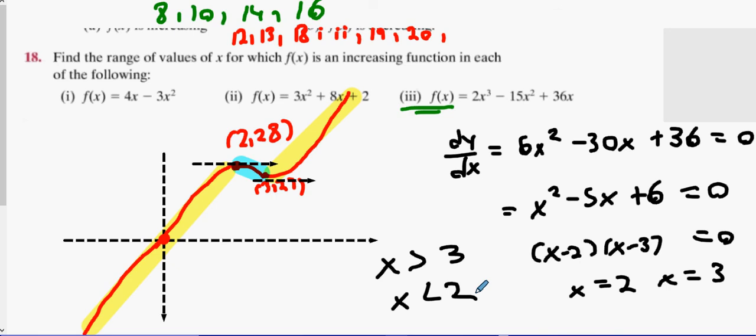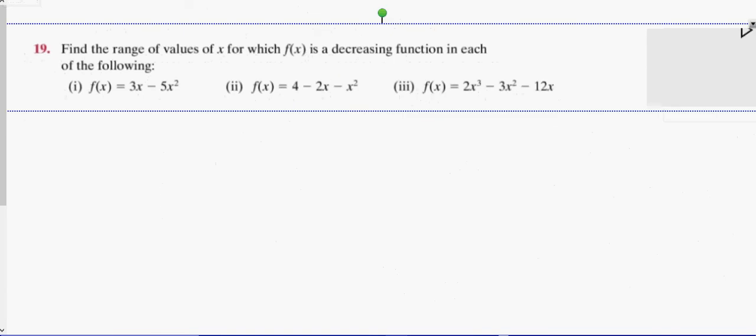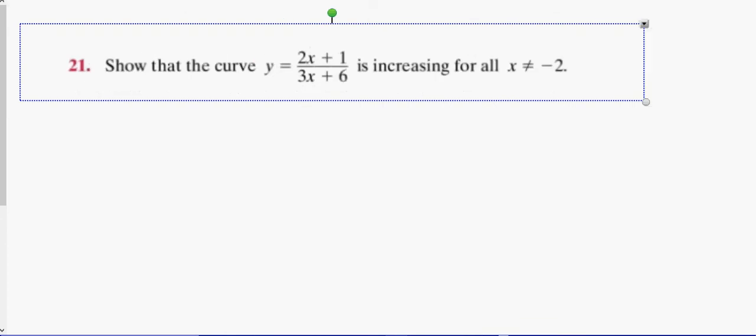Shall we move on? Alright. That was 18 part 3, was it? Alright. Now, decreasing. I think you'll be okay with this. Just draw the sketch and figure out when it's on its way down. It's not so bad. Alright, 21, however. This one.